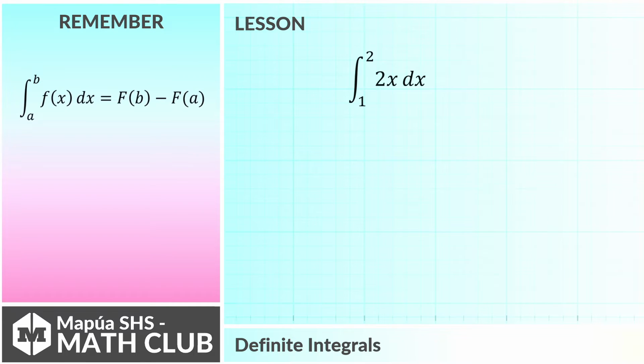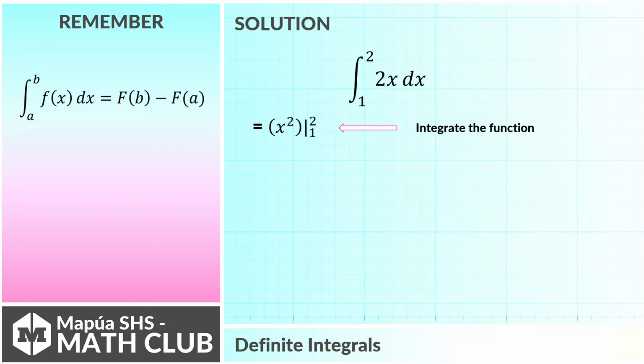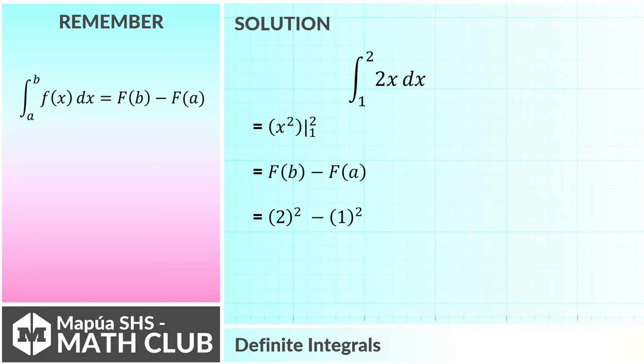Now let's take a look at the given problem. We are asked to evaluate the definite integral of 2x dx from 1 to 2. First, we need to integrate the function. So the integrated value of the function 2x is equal to x squared. Don't forget the upper and lower limits. Then, using the formula, we will substitute the limits to the integrated function. So our next solution will be 2 squared minus 1 squared. Then, just simplify, and the answer will be 3.